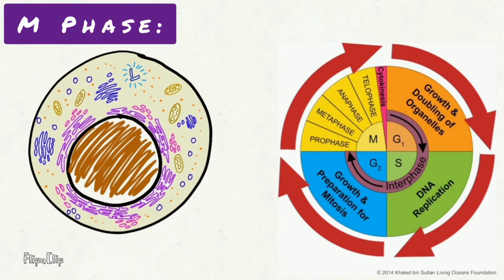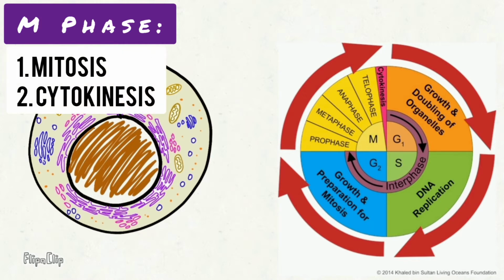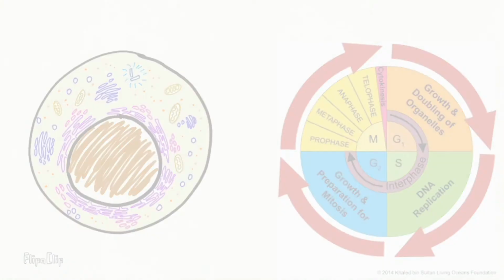During the M phase of the cell cycle, each cell will divide into two daughter cells. The process of cell division involves two main processes. First is the division of the nucleus, or mitosis. Secondly, this is followed by division of the cytoplasm, also known as cytokinesis.